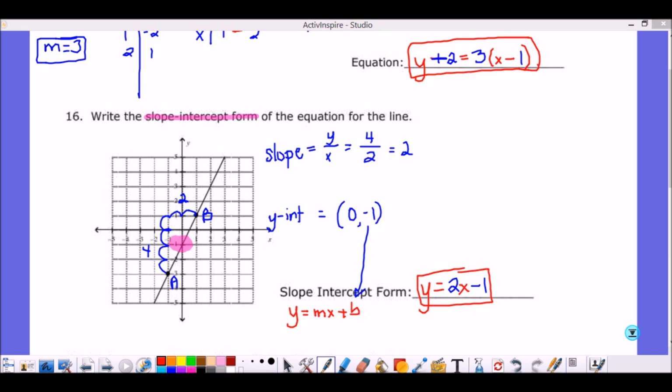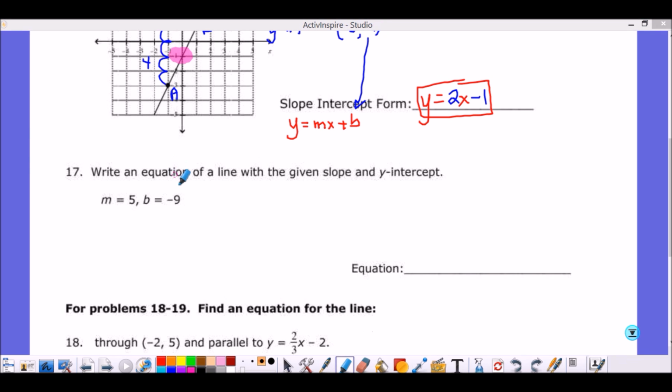On problem number 17, write an equation of a line given the slope and the y-intercept. So just like in the prior example, my slope-intercept form is y equals mx plus b. So I'm just going to put these numbers in their proper place.